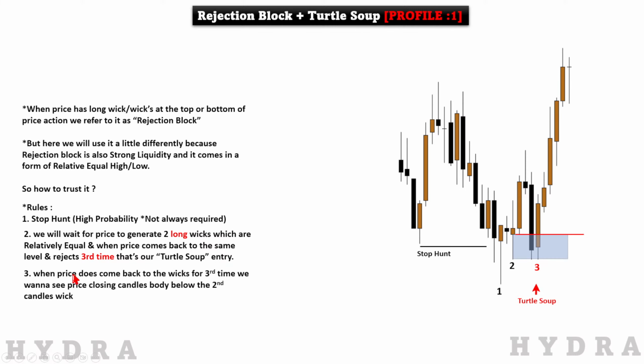The third rule is when price does come back to these wicks for the 3rd time, we want to see price closing a candle's body below the 2nd candle wick. So this is the rule. We identified our first big wick, right? This is a bullish wick, and then price came all the way down again, retested this support, and at the 3rd time when price comes all the way down, we want to see price closing a candle's body below or inside this 2nd wick.